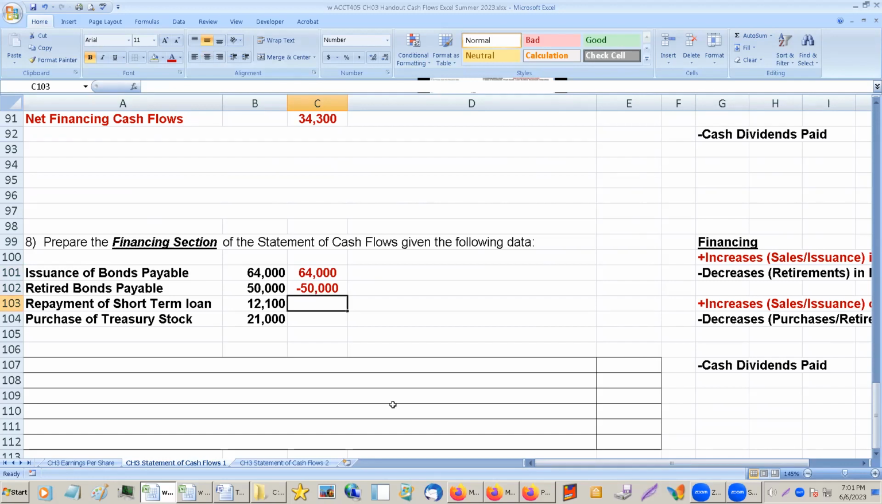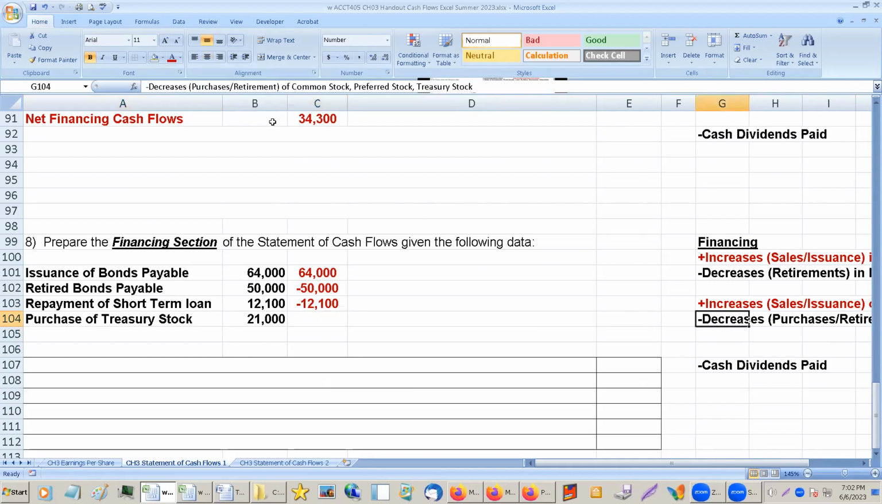Repayment of short-term loan. Up or down for cash? Would it go down? Yep, because we're paying down on it. Right. So liability, when they go down, the only way they go down is by paying out cash. Okay, we purchased treasury stock.